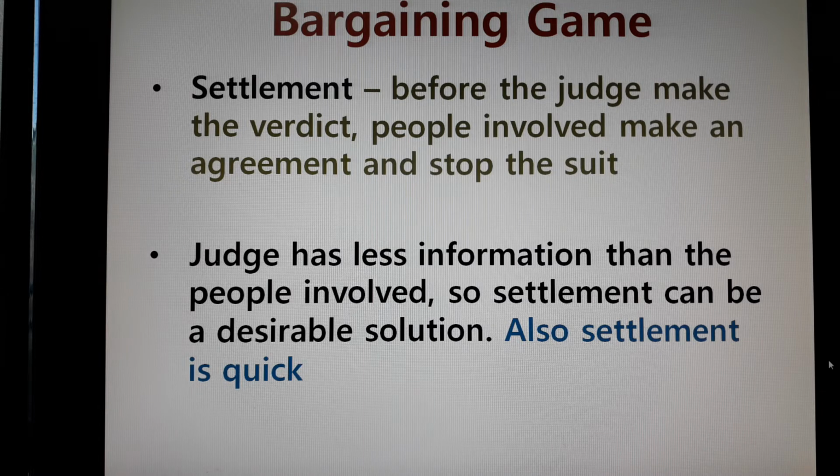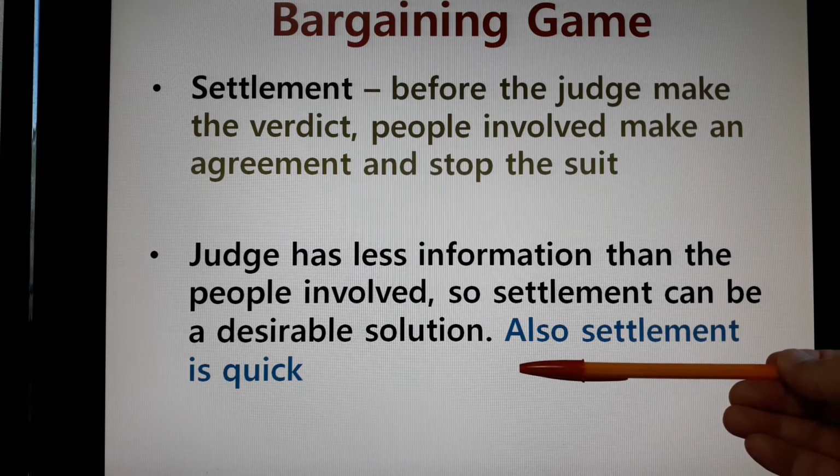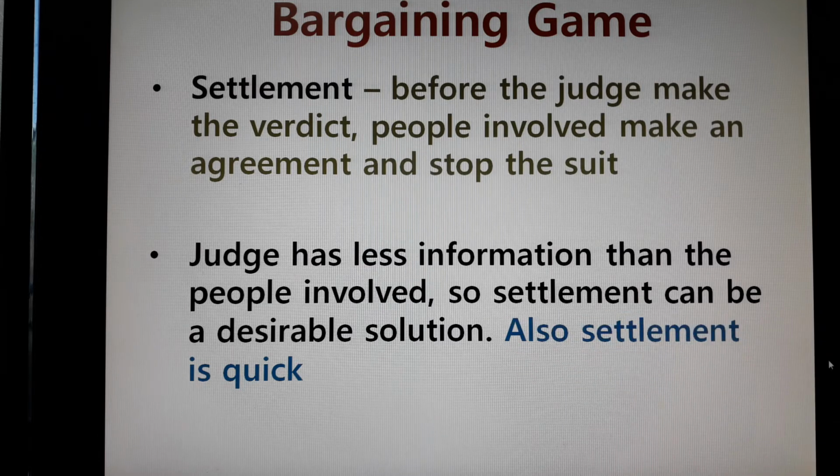Another thing, maybe more important, is I already mentioned that the settlement is quick. When you have a car accident, you can settle it in 1 or 2 hours, right at the spot. Or maybe in less than 5 minutes, you exchange your name card and say, okay, I'll pay for it, something like that. So the settlement can be very quick.